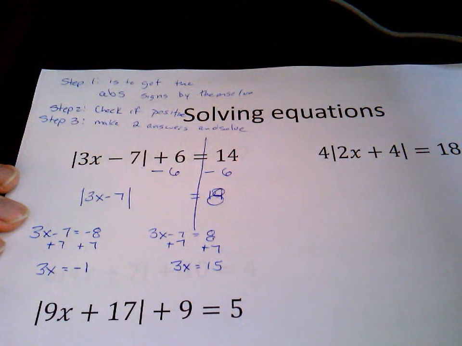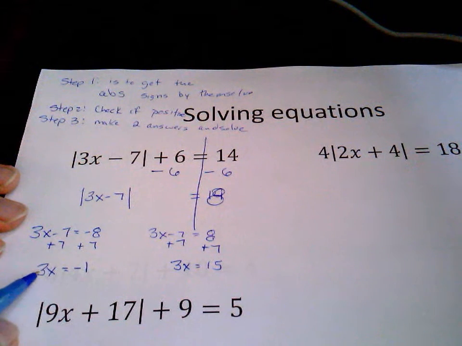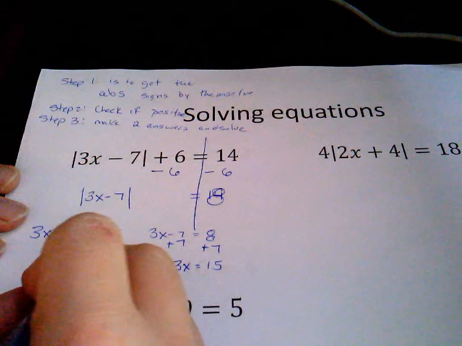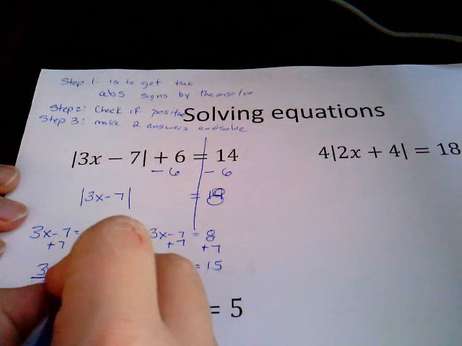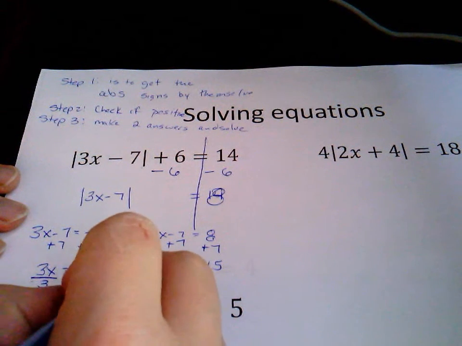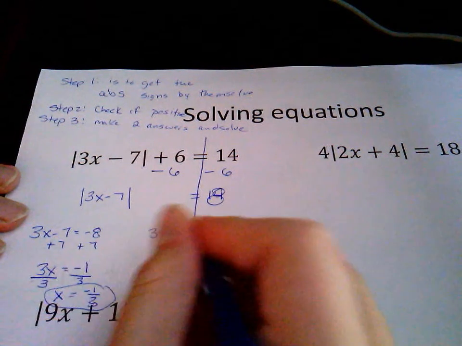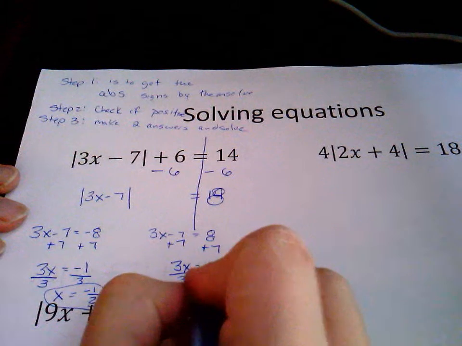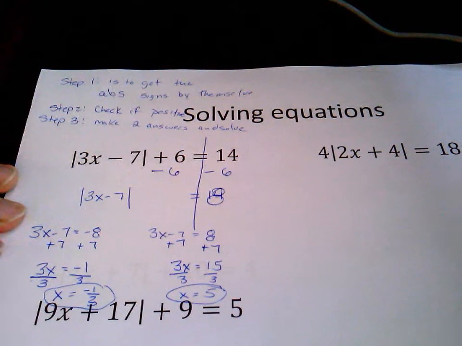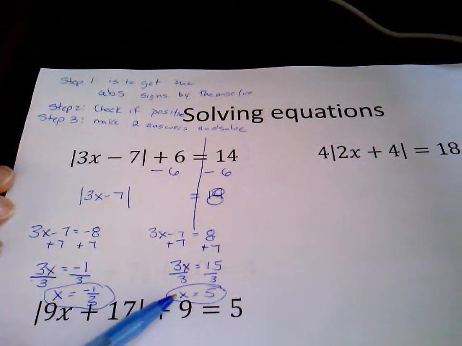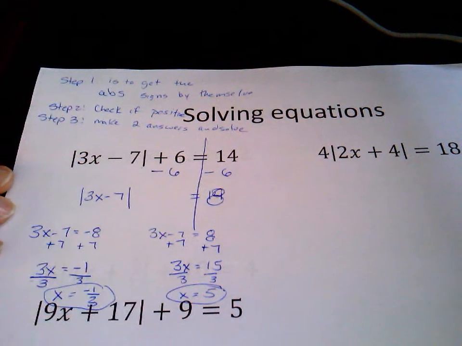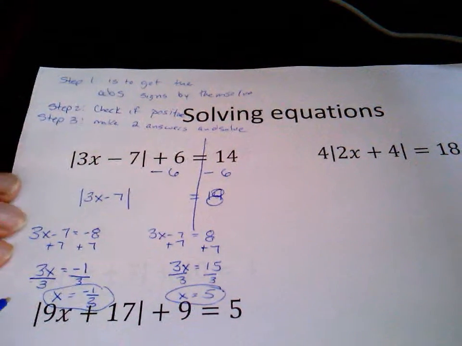We add 7, we get 3x equals -1, and we get 3x equals 15. Our next step is to get the x by itself. So how do we do that? Well, this is multiplying, so the opposite of multiplication is division. We end up with x equals -1/3, x equals 5. Now these two answers, if I plugged them back into this, would come out to be 14 afterwards. So that's how that works.